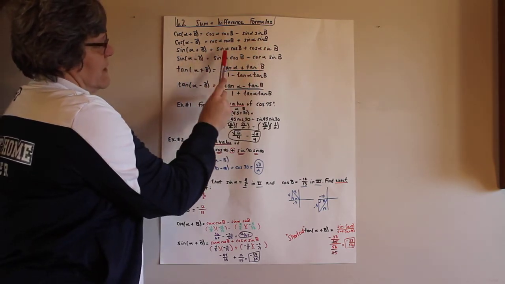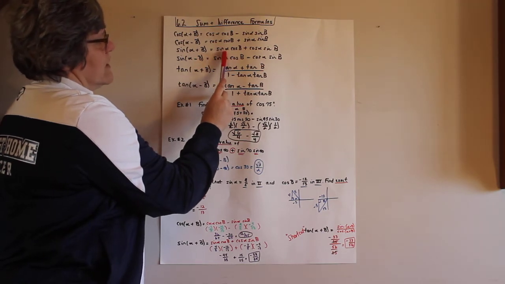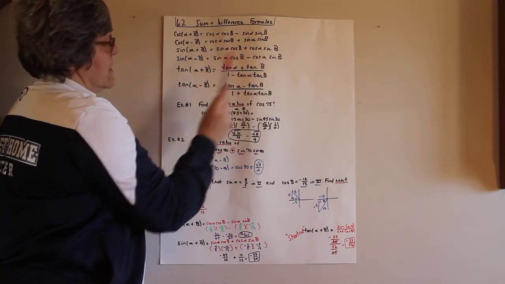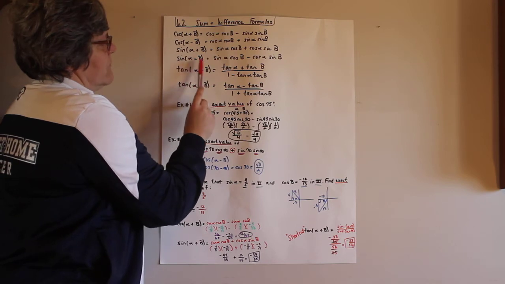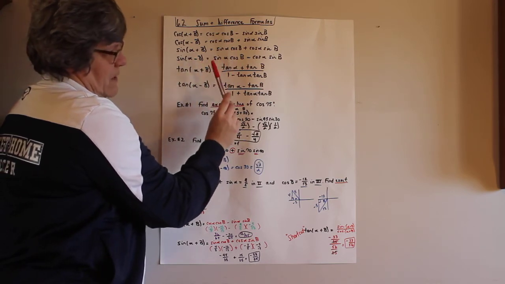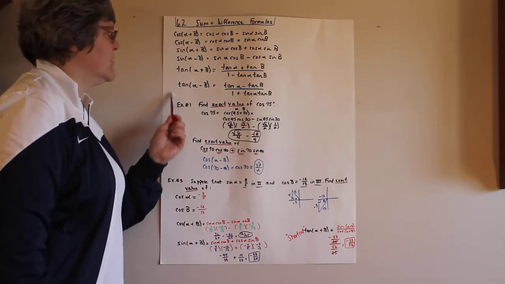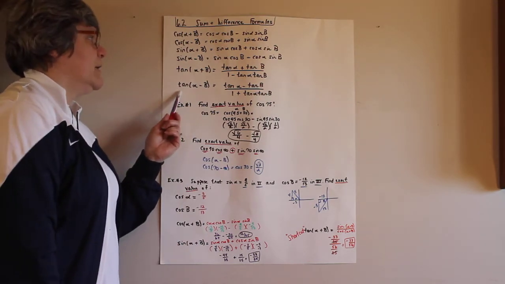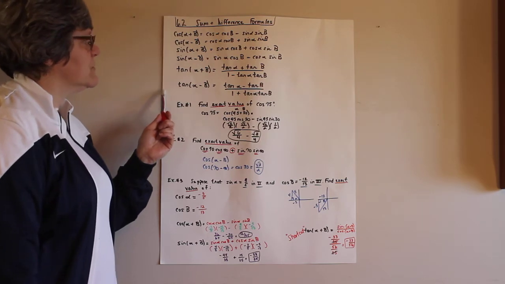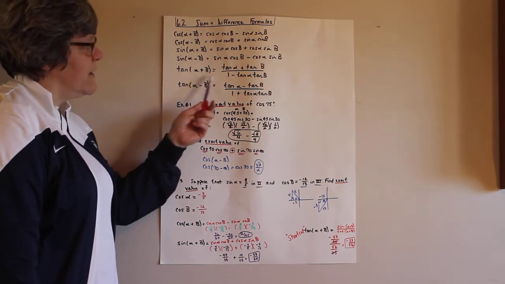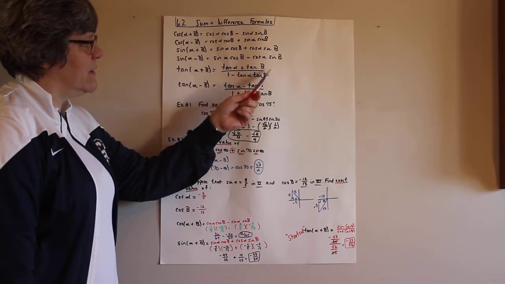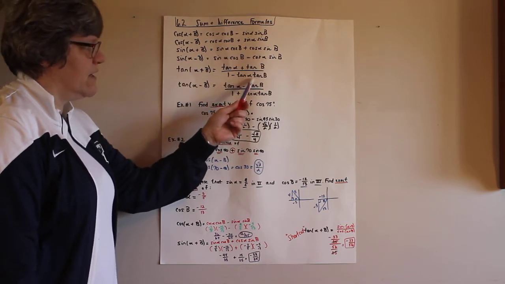Sine alpha plus beta, they split out differently. Sine alpha cos beta plus cos alpha sine beta. Sine of alpha minus beta equals sine alpha cos beta minus cos alpha sine beta. We have tangent ones, which look much more complicated because tangent is more complicated than sine and cosine. So tangent alpha plus beta: tan alpha plus tan beta over 1 minus tan alpha tan beta.